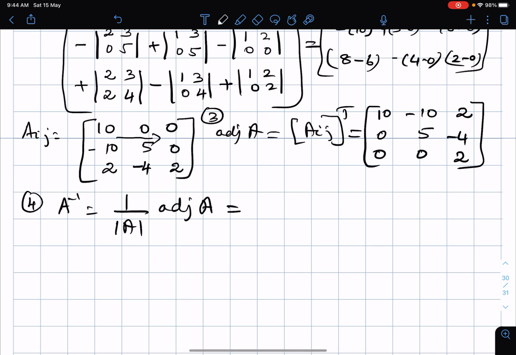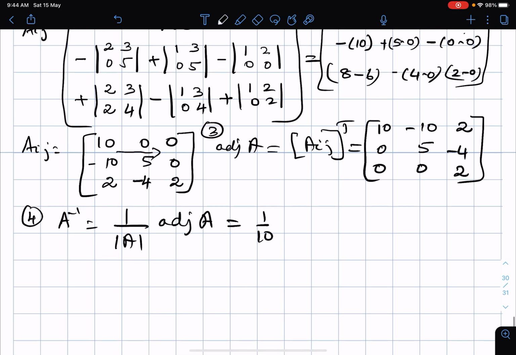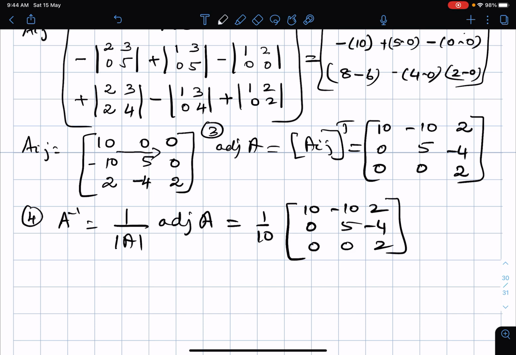Now what is your determinant A value? You have got it as 10, isn't it? So 1 by 10 into adjoint A, which is 10, minus 10, 2, 0, 5, minus 4, 0, 0, 2. So we needn't do any changes here because it is not divisible by 10. So you can directly have it as it is. This is going to be your A inverse. So this is your final answer. Thank you.